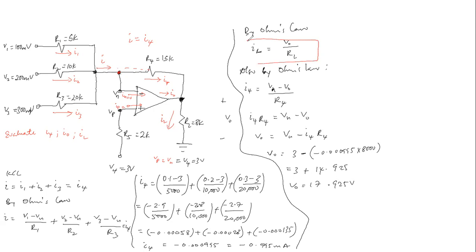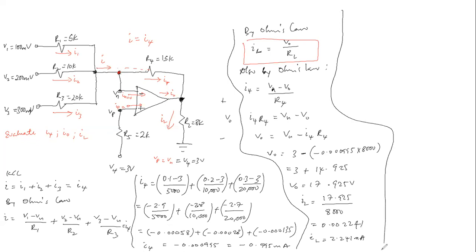Now that we know this, recall this expression here, which was already established by Ohm's law. Then I sub L will be V naught, which is 17.925 volts, divided by R sub L, which is 8K, 8,000. That's going to give us 0.002241. So I sub L, the current flowing through the load resistor, will be 2.241 milliampere.